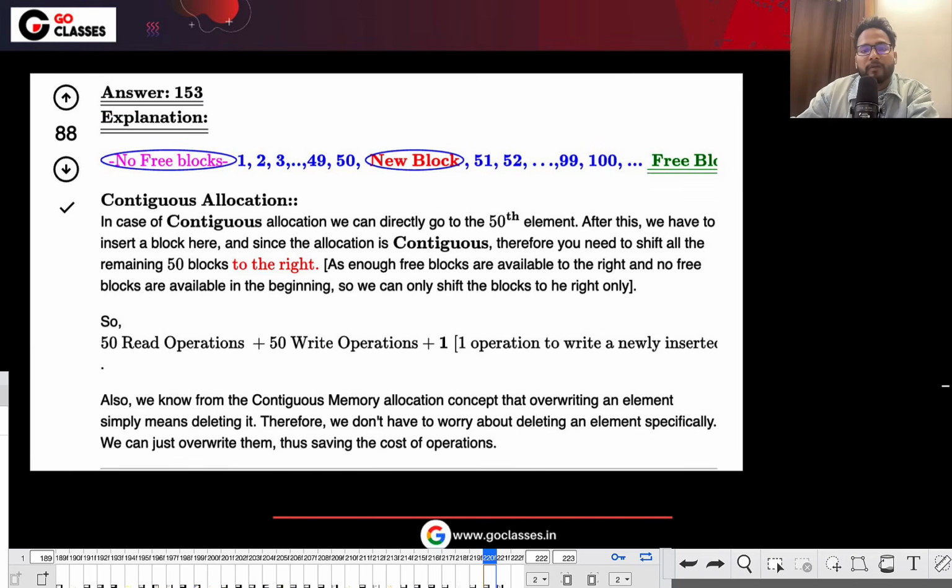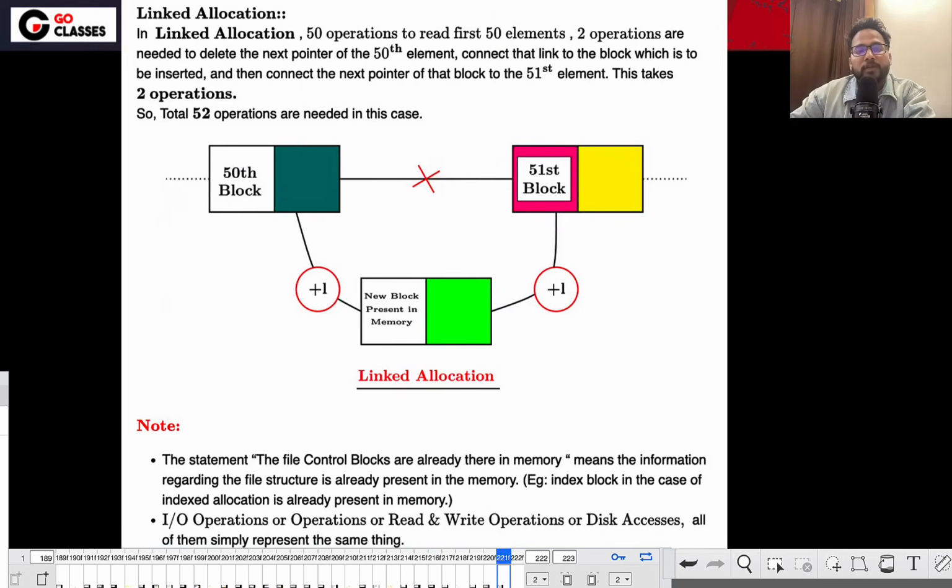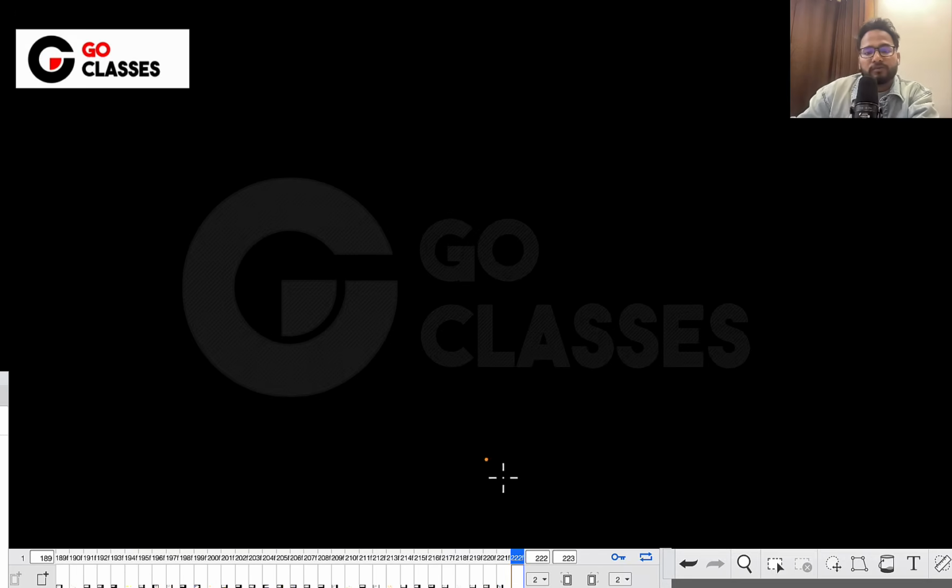Understood? This was an easy question once you understand the concept of how to modify any file using contiguous, linked, or another method, and how to count the read or write accesses. So 153 is the final answer for this question.